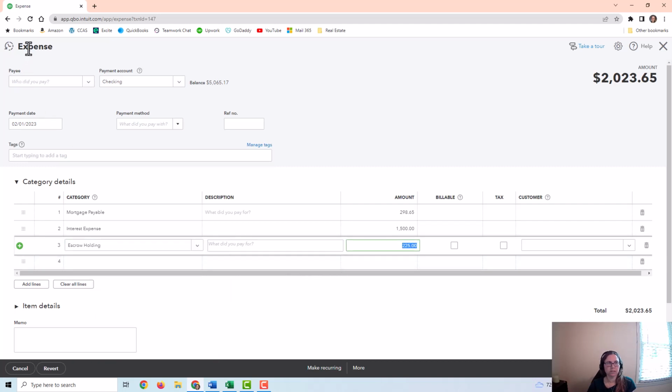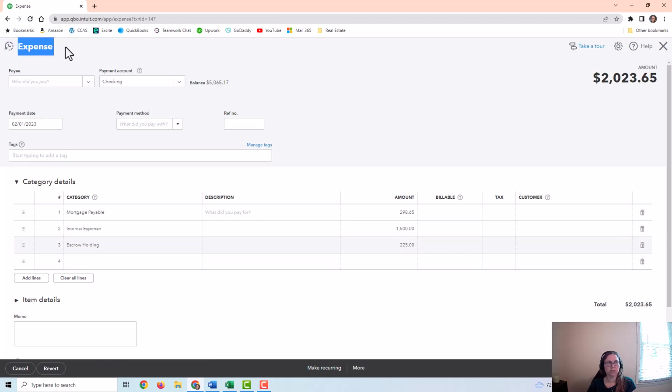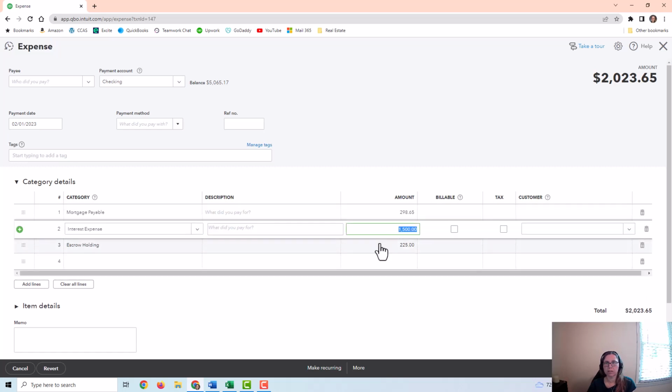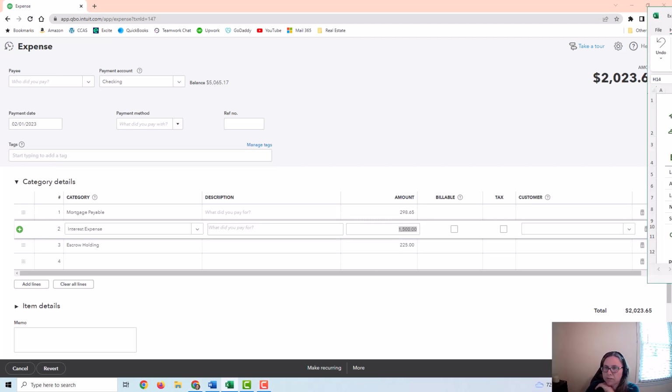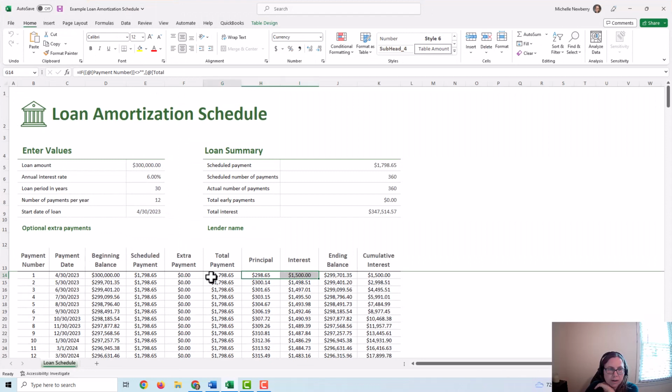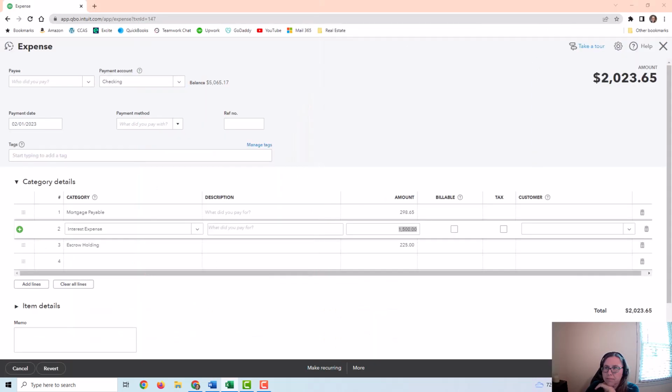So I did this as an expense. It could also be a check, either one, but you just want to make sure you split it out. And these amounts are going to be on your mortgage statement each month. Now, like I said, this is a fake scenario, so I just had to pull amounts from the amortization table that I made. And I basically did this each month.